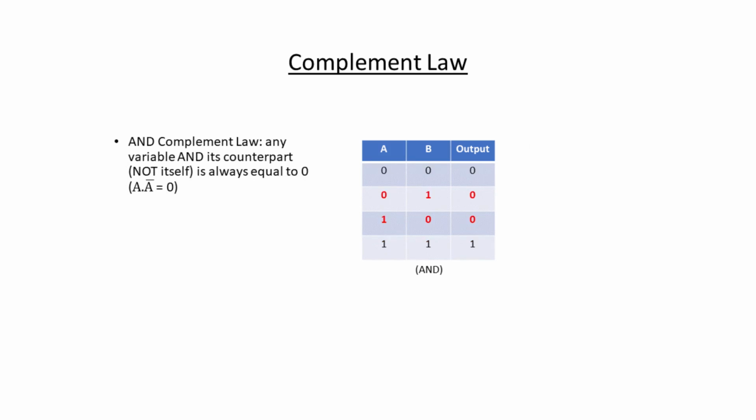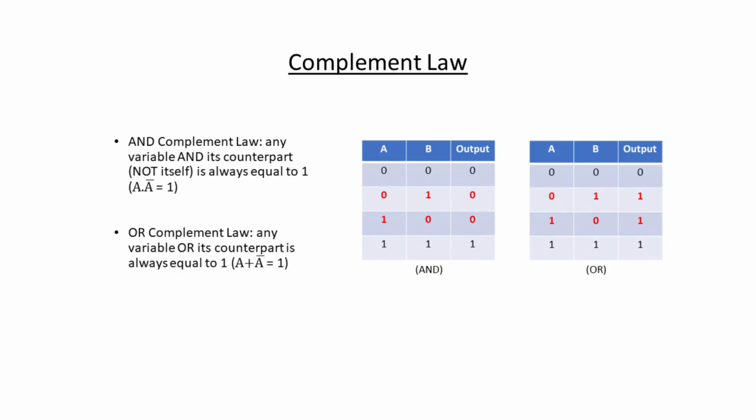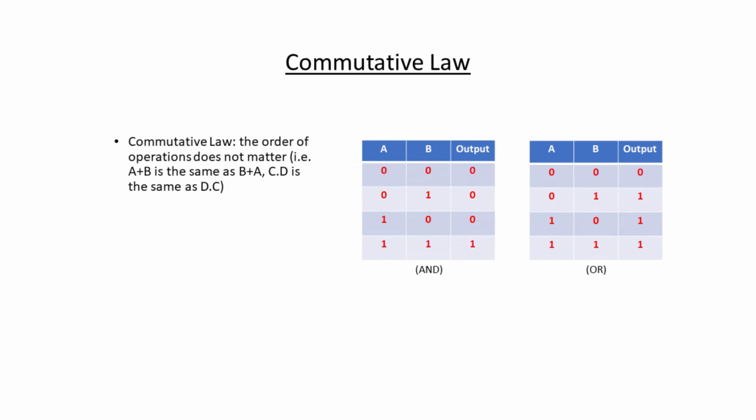The complement AND law states that a variable ANDed with its counterpart, which is itself NOTed, will always be equal to 0. The complement OR law states that any variable ORed with its counterpart will always be equal to 1. The commutative law simply states that the order of two variables does not matter.